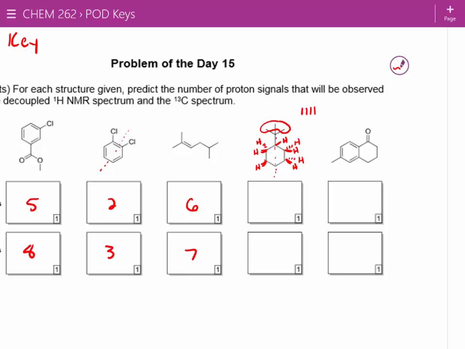Another set of equatorial protons are unique. And what about the end that's on the opposite side of the tert-butyl group? Are they the same or different? Different. We've got one axial and one equatorial.